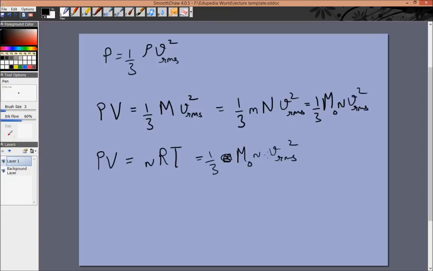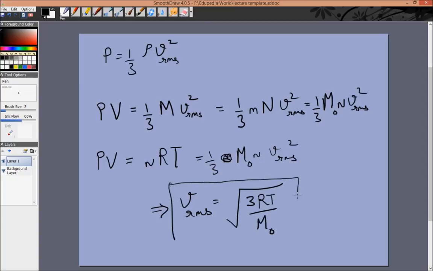From this we get Vrms is equal to root 3 RT by M naught. This is a very important result because R is a constant, and for any gas M naught will be a constant. Remember now, M naught is the mass of 1 mole.